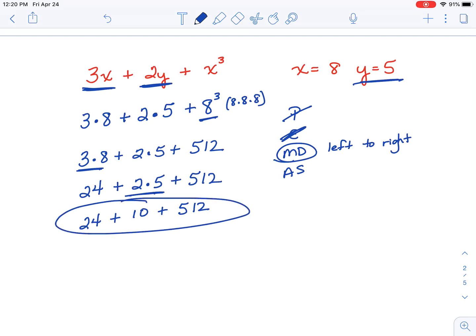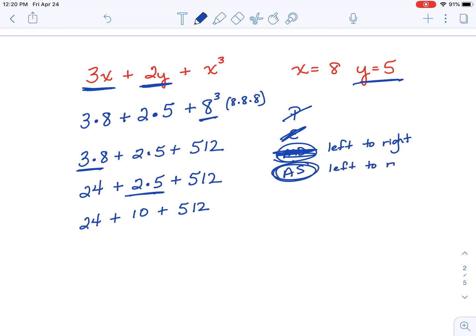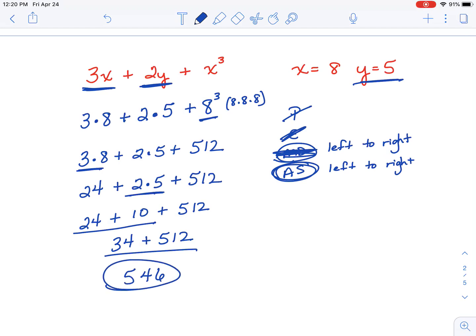In this problem right here, do I have any more multiplication or division? No, I do not. So I'm done with that. Now I ask, do I have any adding or subtracting? And all I've got left is adding. So again, if you've got more than one, you go from left to right. With all of it being adding, it really wouldn't change it, but if you had a mixture of adding and subtracting, it would affect your answer. So it's just best to stay in the habit of doing left to right. So this would be 34 plus 512. And then all you've got left to do is to add that. And your answer is 546.